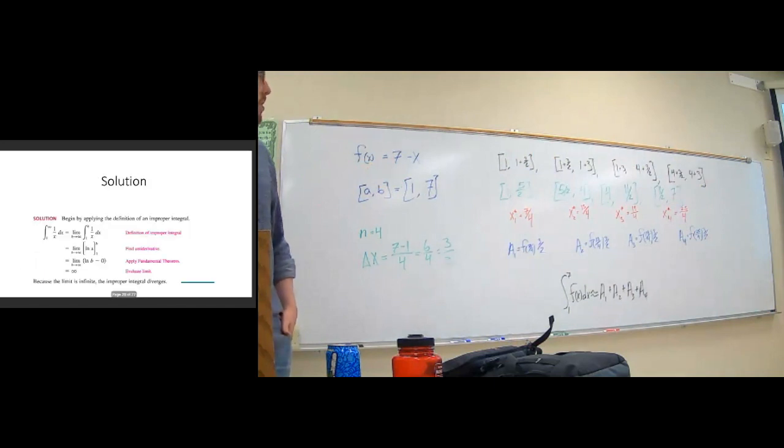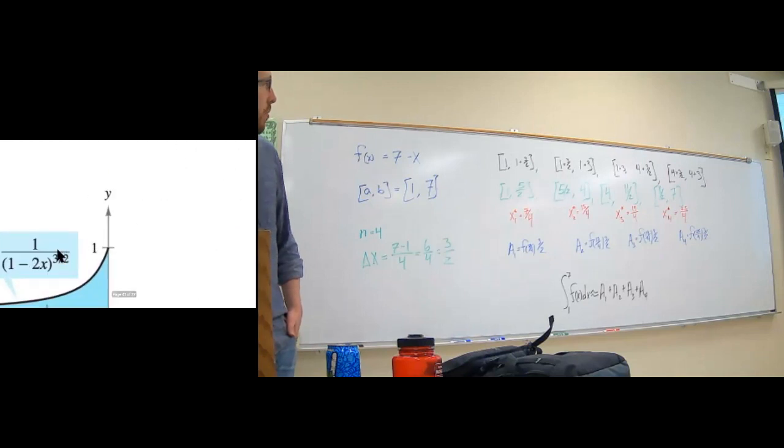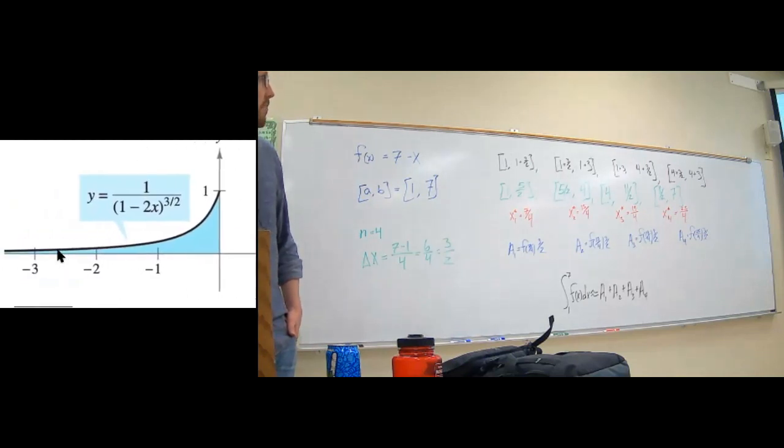So let's take this example I wanted to look at. The integral from negative infinity to 0 of 1 over the quantity 1 minus 2x raised to the 3 over 2 power. We're integrating with respect to x. So we've got infinity here, right? And what we're looking at is this thing. We're integrating from here all the way to negative infinity. Folks at home, what do you think the area of this is going to be? What do you think this integral will come out to be?